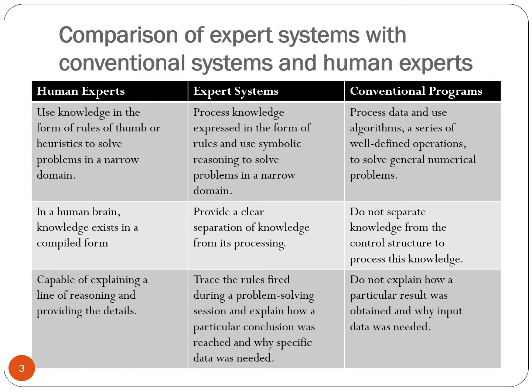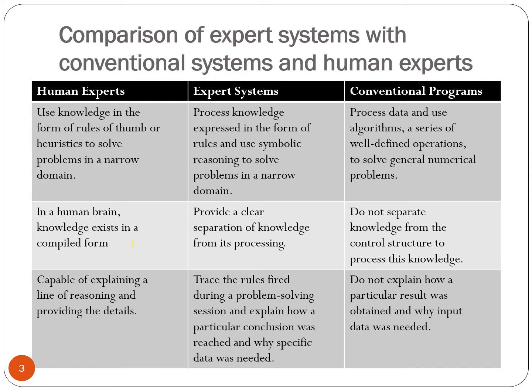In the human expert, the human brain's knowledge exists in a compiled form. Until today we are trying to mimic, to duplicate the human brain, but until now I think we cannot. It's not possible as it is God-created, so it's impossible to duplicate. The expert system provides a clear separation of knowledge and its processing, while in the conventional program you don't separate knowledge from the control structure that processes this knowledge.